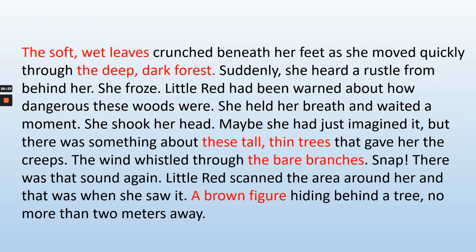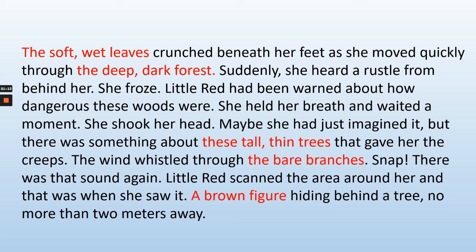So, just to help you, if you need some help, you can use some of these sentences. The soft, wet leaves crunched beneath her feet as she moved quickly through the deep, dark forest. Suddenly she heard a rustle from behind her. She froze. Little Red had been warned about how dangerous these woods were. She held her breath and waited a moment. She shook her head. Maybe she had just imagined it, but there was something about these tall, thin trees that gave her the creeps. The wind whistled through the bare branches. Snap! There was that sound again. Little Red scanned the area around her, and that was when she saw it. A brown figure, hiding behind a tree, no more than 2 meters away.